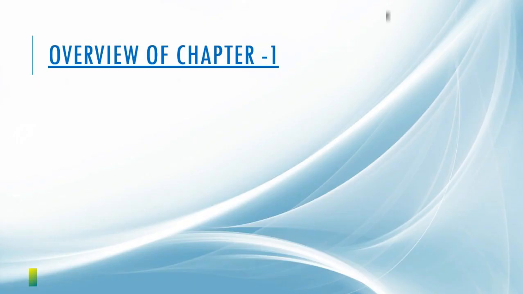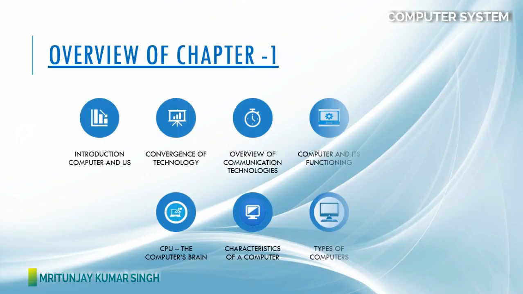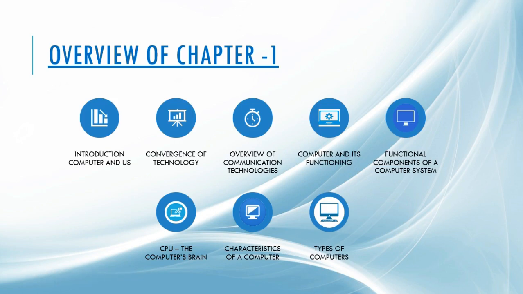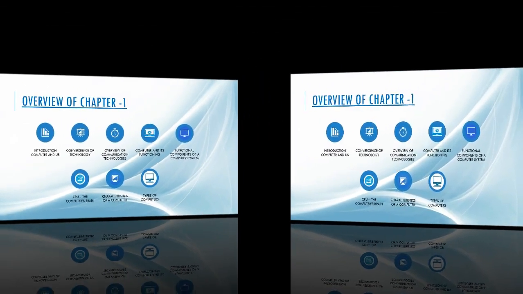In this chapter, we are going to learn about the following things. Number 1, we'll see the introduction of the computer, then we'll see the convergence of technology, then overview of the communication technologies, then after that we'll see the computer and its functional components of the computer system, then the CPU, that is the computer's brain. Then after that we'll see the characteristics of a computer, then types of computers. Let's begin with the introduction.